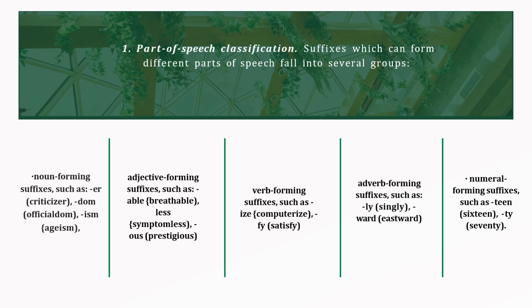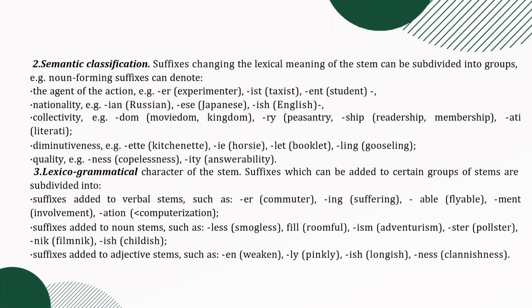The first type of suffixation is part of speech classification. Suffixes which can form different parts of speech fall into several groups: noun forming suffixes, adjective forming suffixes, verb forming suffixes, adverb forming, and numeral forming suffixes. Semantic classification. Suffixes changing the lexical meaning of the stem can be subdivided into groups. For example, noun-forming suffixes can denote the agent of the action, nationality, collectivity, diminutiveness, quality.